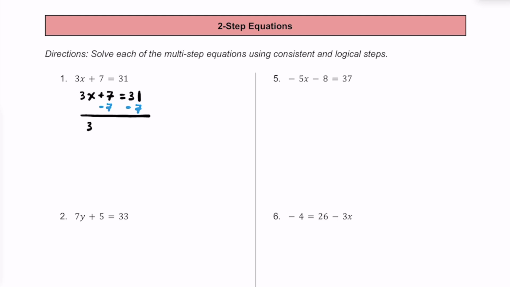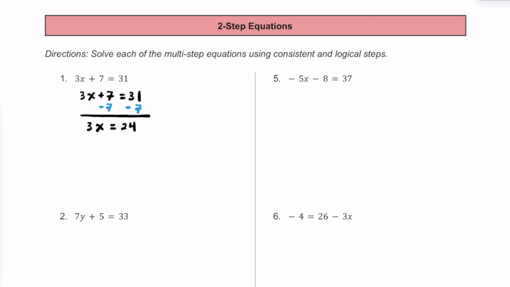We're going to have this 3x and it's going to be plus 0. Not going to go ahead and write that using the identity property of addition. Anything plus 0 is going to be the same. 31 minus 7 is going to be 24. All right, so that takes care of one of the operations. Now we have a one-step equation.